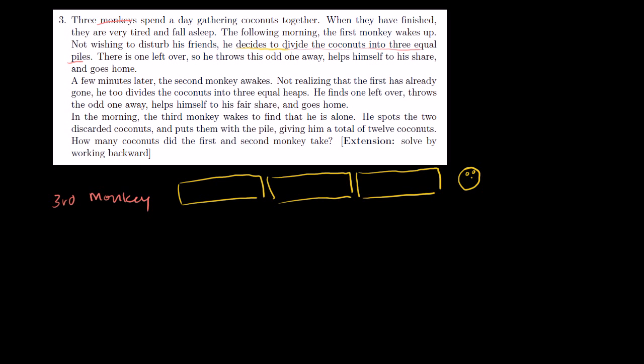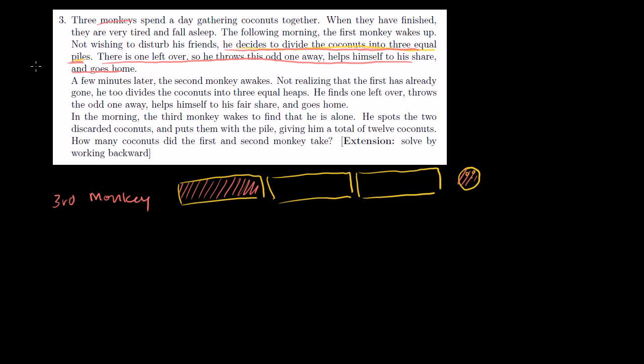He divides the coconuts into 3 equal piles. There's one left over, so he throws his odd away, helps himself to his share, and goes home. So his share is, let's say, he takes this share, and he throws this away. That's what this tells us. He decides to divide the coconuts into 3 equal piles. There is one left over, so he throws it away, and he helps himself to his share.